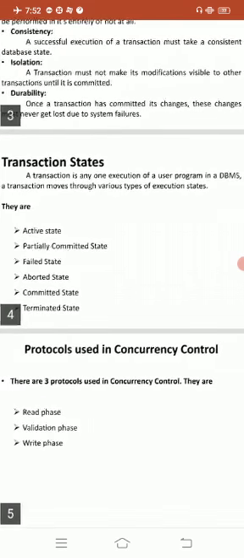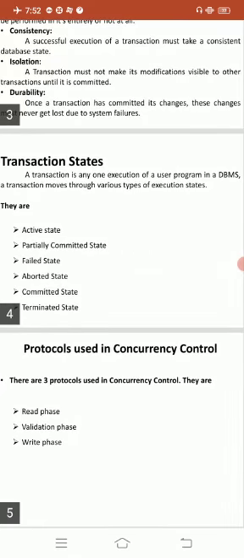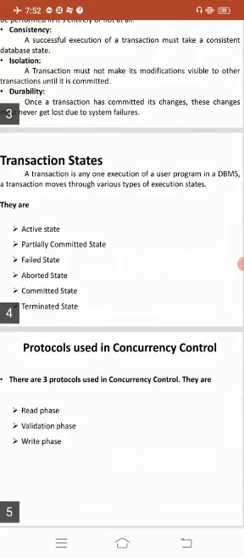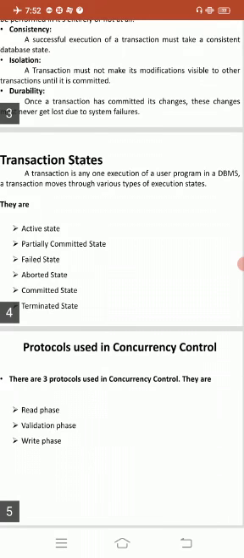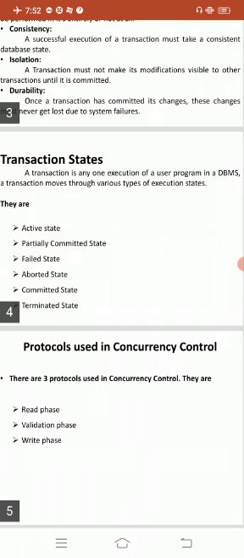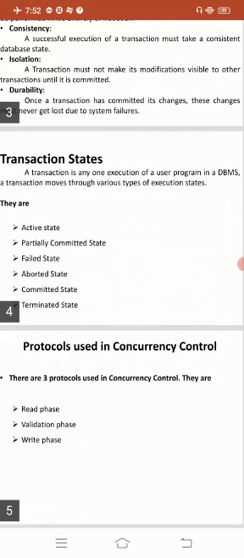So what is meant by transaction states here? A transaction is any one execution of a user program in a DBMS. It's nothing but a transaction is any one execution of a user program in a DBMS. A transaction moves through various types of execution states.